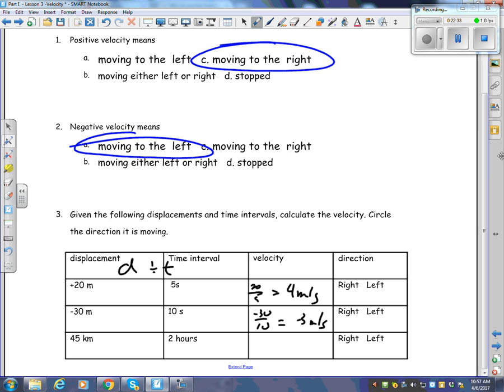45 kilometers divided by 2 hours is 22.5 kilometers per hour. Hey, we have to do the right and left thing. So this is positive, so that's right. Negative is left.